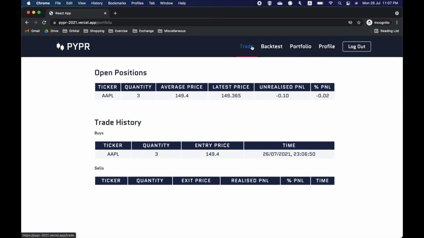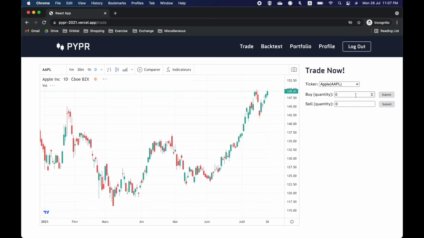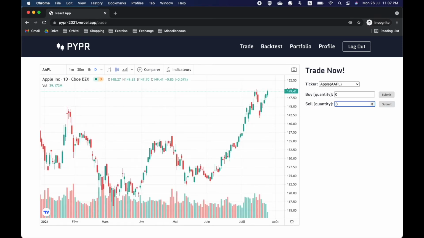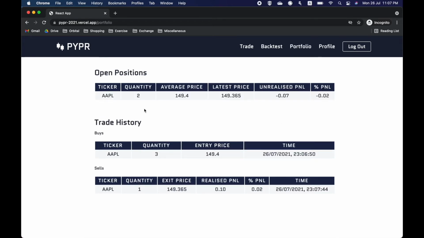So now to demonstrate how the user can sell stock, likewise put in the quantity that they would like to sell, for instance 1. Once it says sold successfully, this will be updated in our portfolio page as well.